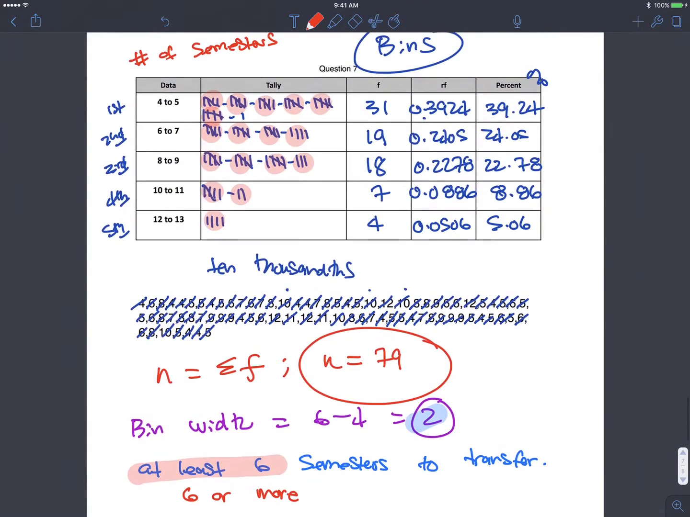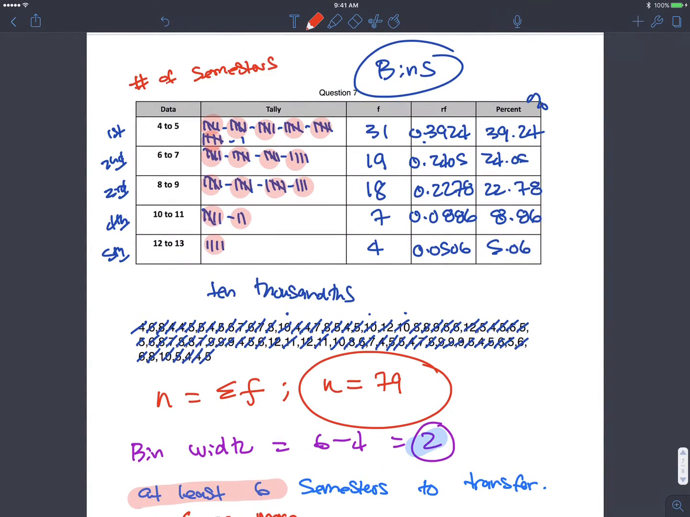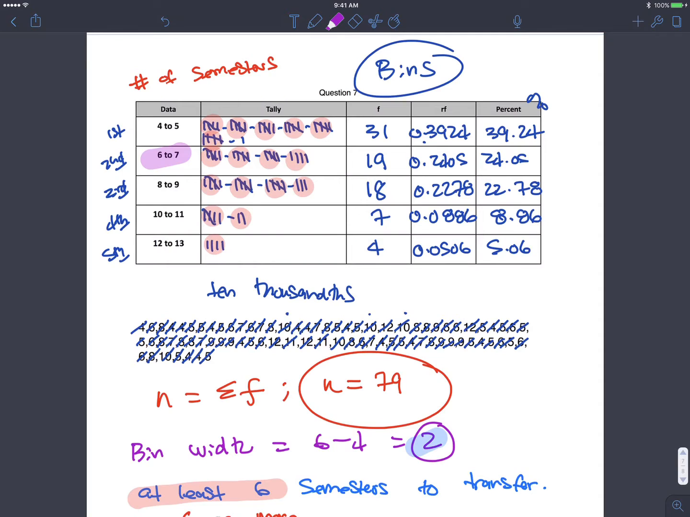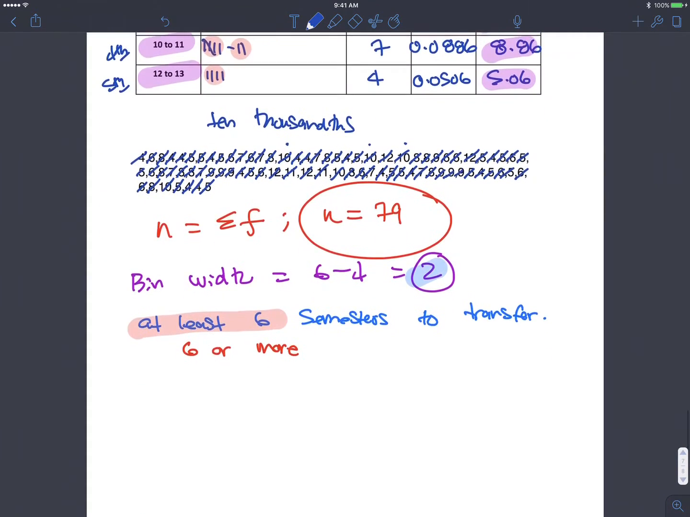So I got to go back and determine here for the bins that we have, which bins hold data values that consist of 6 or more. Bins 2, 3, 4, and 5. All those bins, the second, third, fourth, and fifth bin, hold data values that consist of 6 or more, meaning the value 6 or 7 or 8 or 9 or 10 or 11 or 12 or 13. So we're going to add the associated percentages with this. So here we go. We get 24.05.